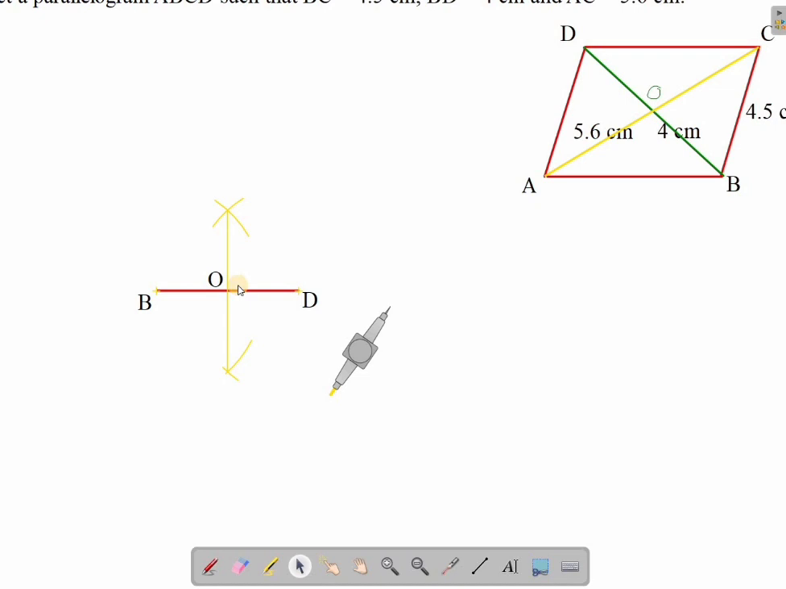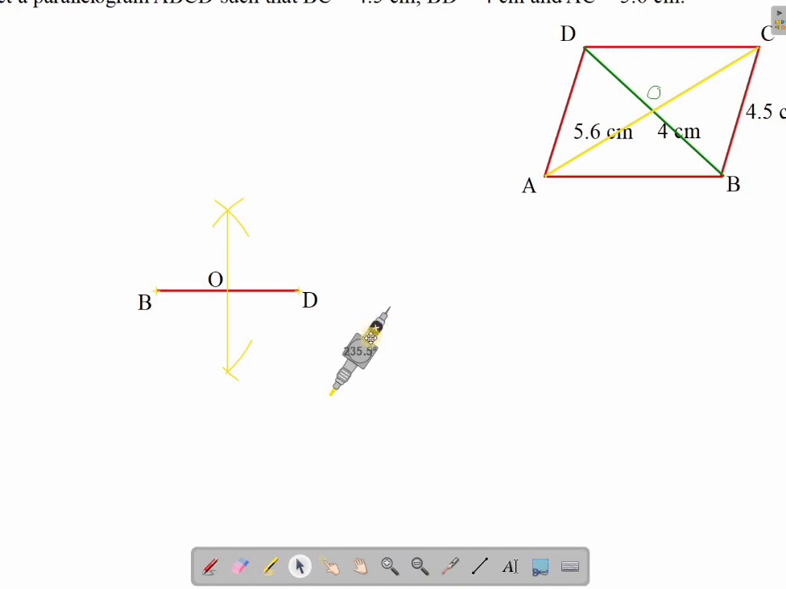Now we will construct C. So remember, from B I have to take 4.5, and from O, what is OC? OC is half of 5.6. Half of 5.6 will be 2.8. So from O I'll take 2.8 and from B I'll take 4.5. So let's see what we get in that case.